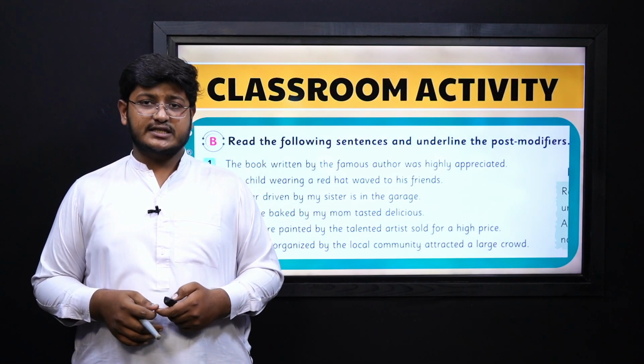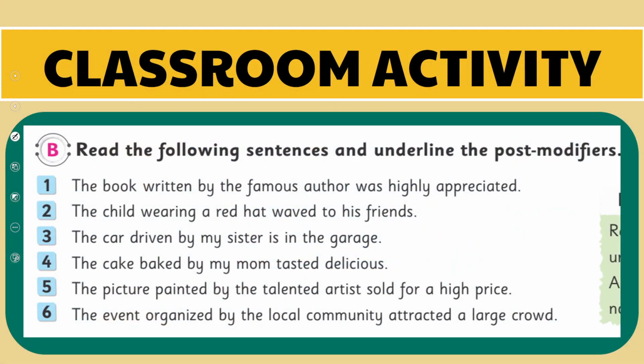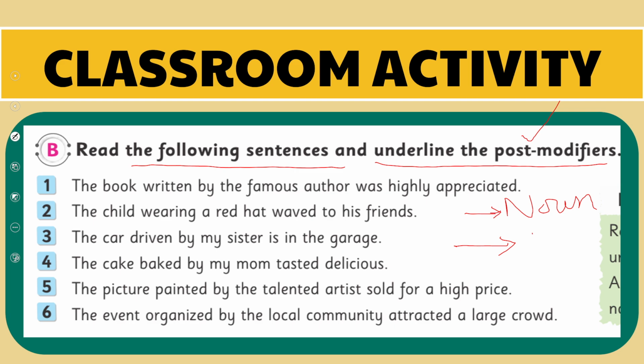So here is the classroom activity. What you guys have to do in this activity is read the following sentences and underline the post modifier. So to identify the post modifier, firstly you have to identify the noun, and then you have to identify something after the noun which is modifying the noun. Then you will find the noun and the words or phrases which are modifying the noun. You will definitely identify the post modifiers of nouns.